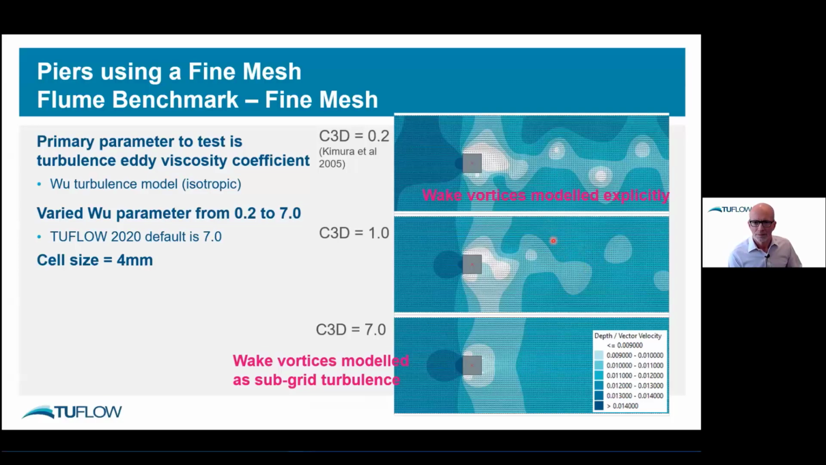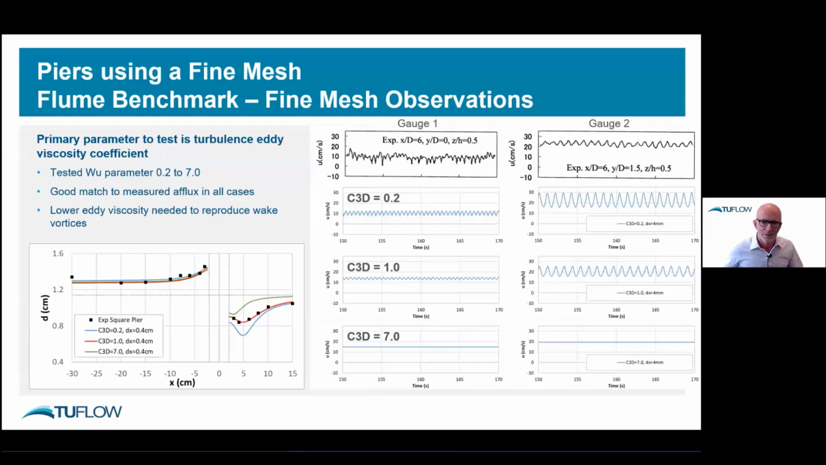So if you want to really pick up some turbulence and stuff going on downstream, you really need to have a value quite small. But if you're happy with just not having those, you can always have a much higher turbulence parameter. But what does that do to the results? Now, very interestingly, all those simulations produced a very similar afflux.